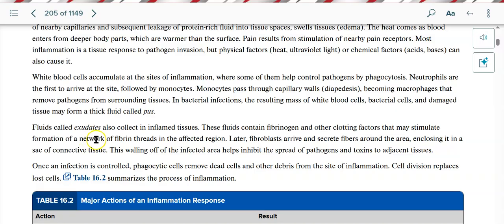Fluids called exudates will collect in inflamed tissues. They have fibrinogen and other clotting factors, which can stimulate formation of a network of fibrin threads in the affected region. Later, fibroblasts will arrive and secrete fibers around the area to enclose it in a sac of connective tissue. And this walling off of the infected area helps to prevent the spread of the pathogens.